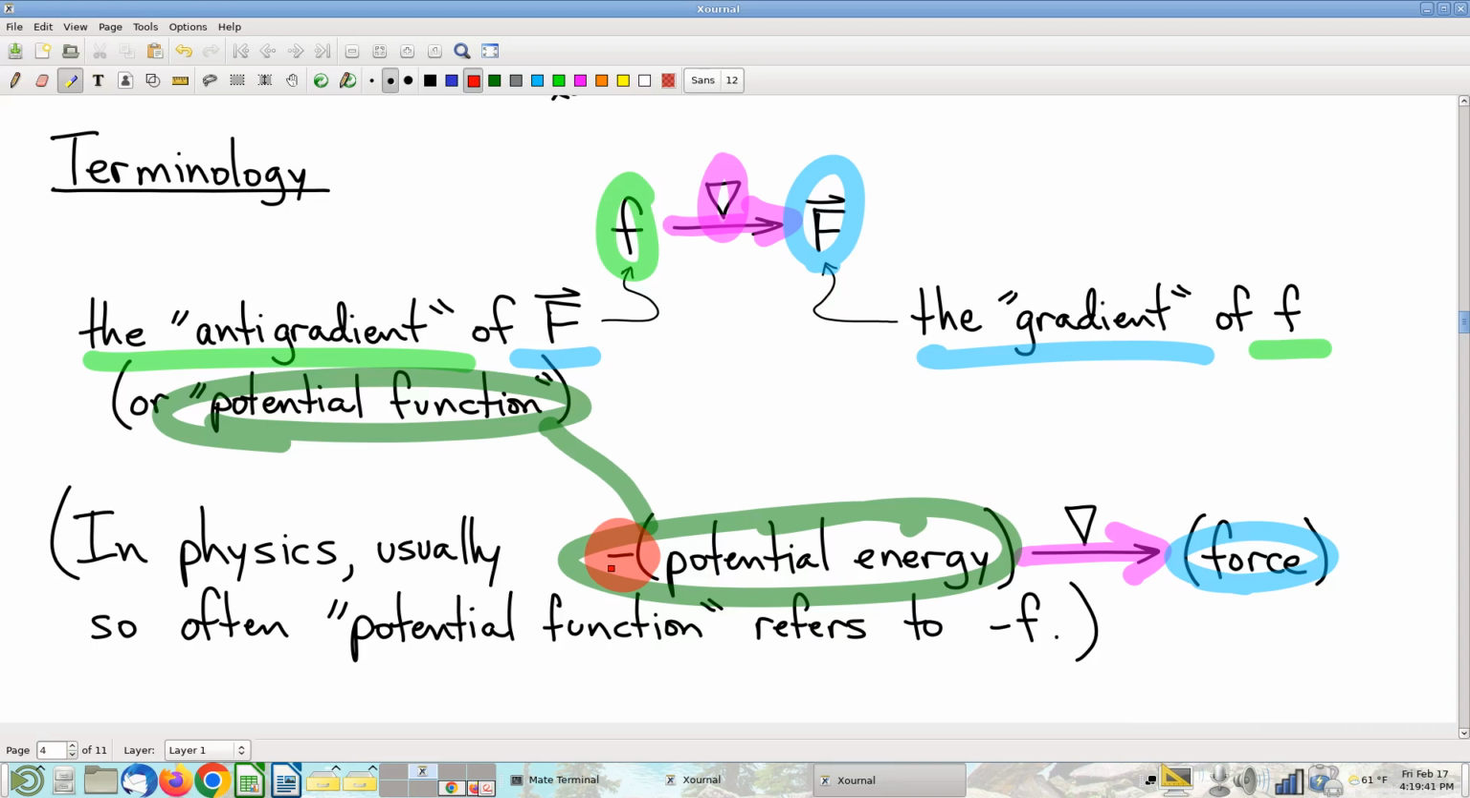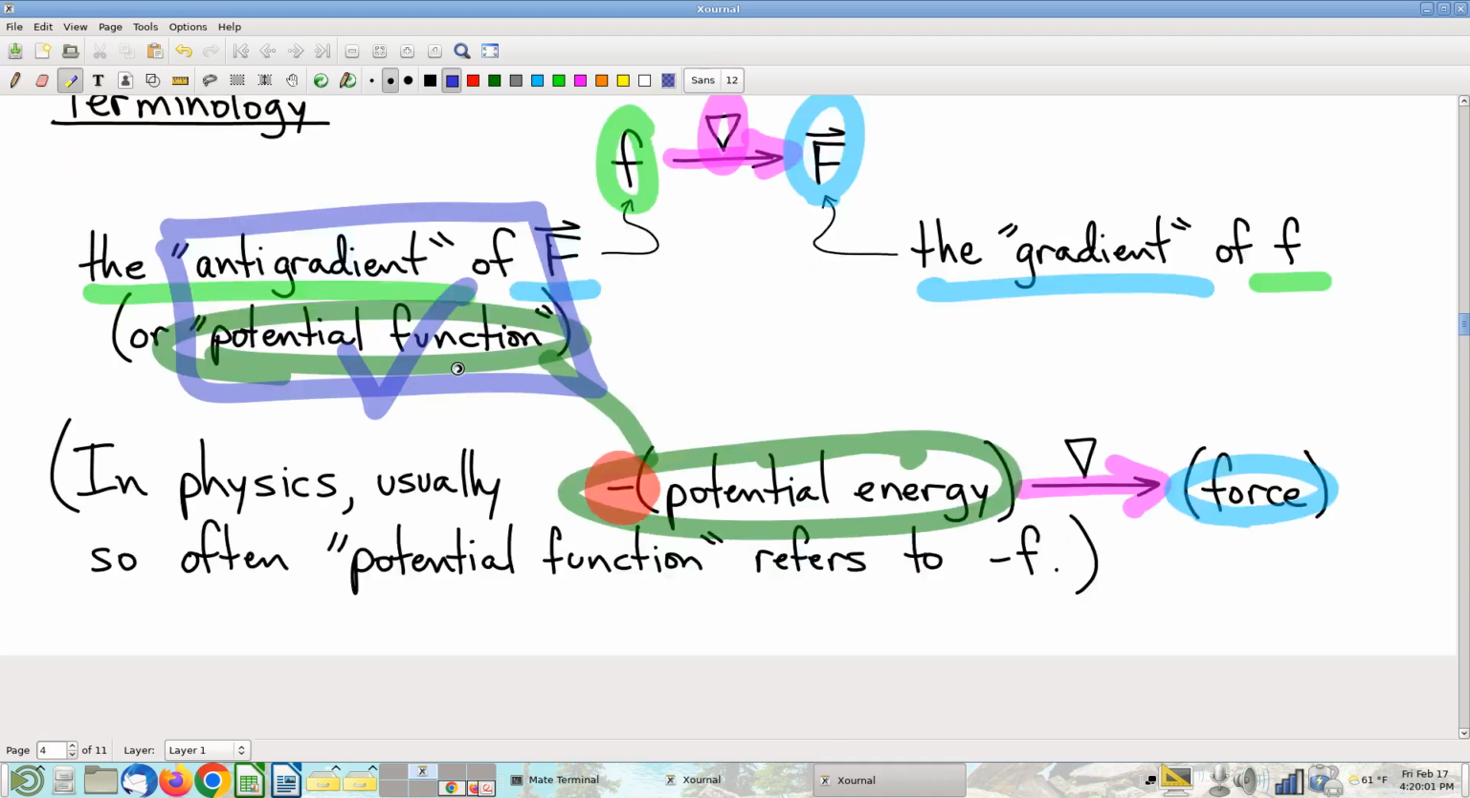So anyway, these are your terminology options, and why those are your options. You're going to hear me say anti-gradient in this course because I think it makes more sense. Outside of this course, you're probably going to hear potential function more than the other.